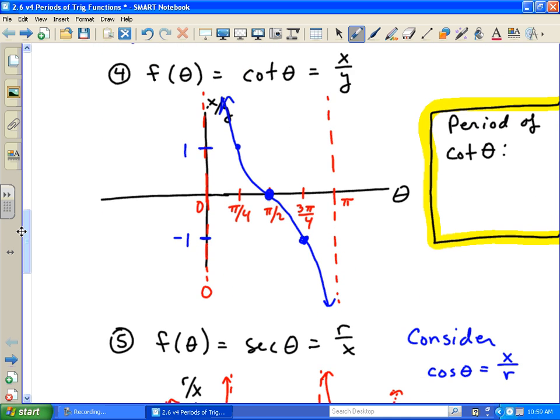For cotangent, the period is pi, but we look at it over a different interval. We look at it on the interval from 0 to pi.